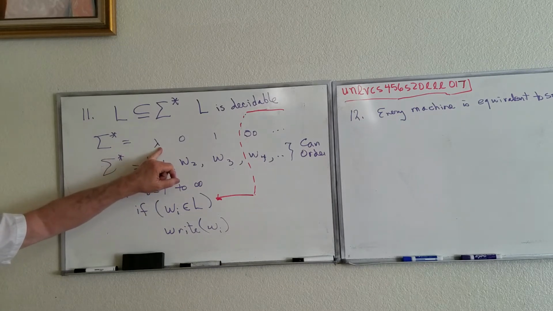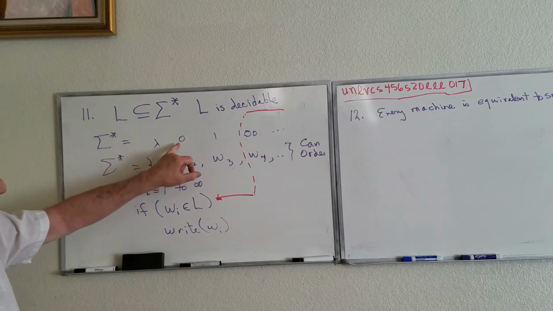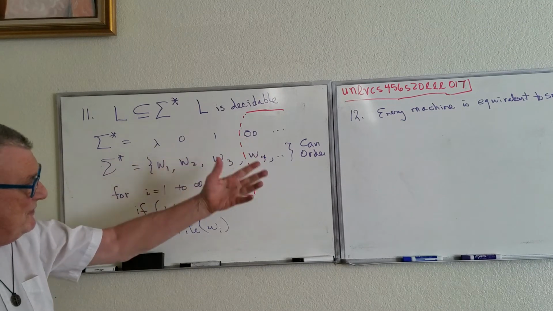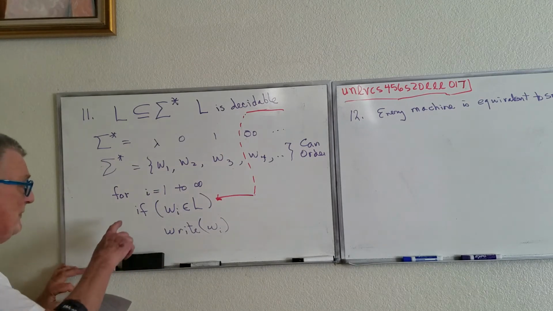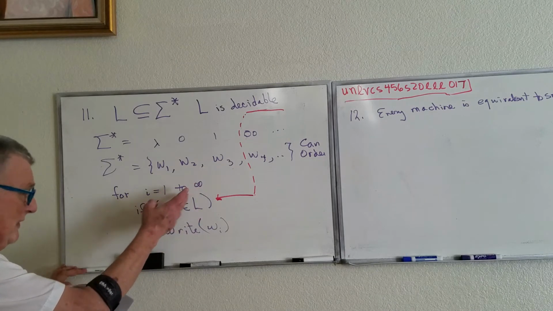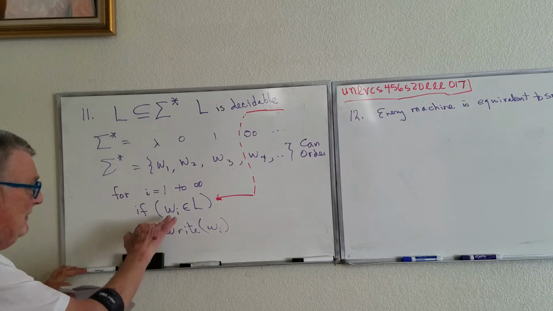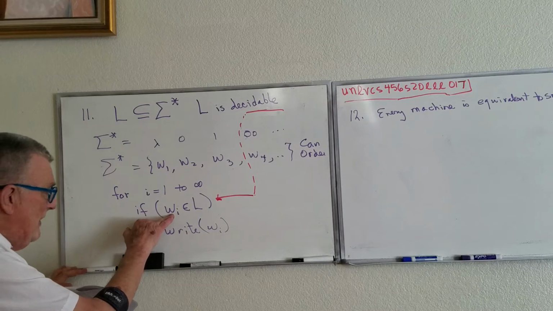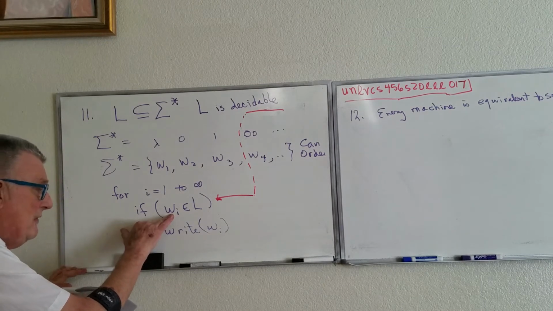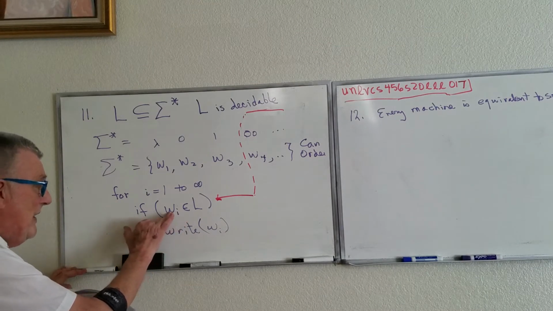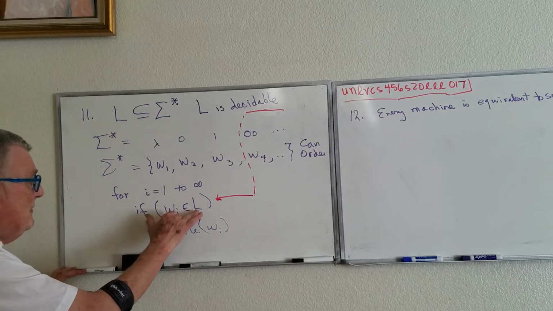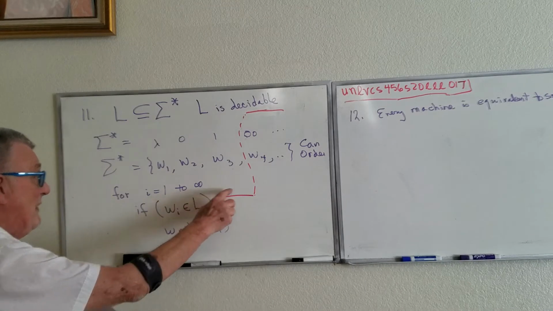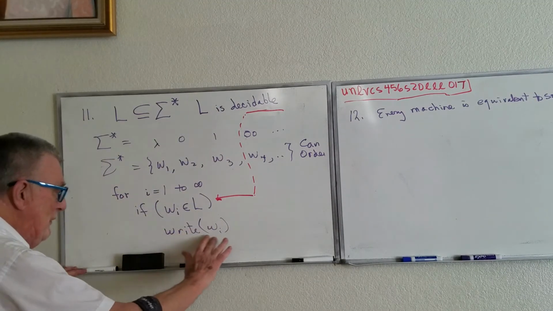If we assume the alphabet is a binary alphabet, then the canonical order will be the empty string, then 0, then 1, then 00, and so forth. But it could be actually any alphabet. And now we use this program: for i equals 1 to infinity, so i runs forever, if the ith string over sigma star, w_i, is a member of L, and we can decide that because L is decidable, then we write the value.